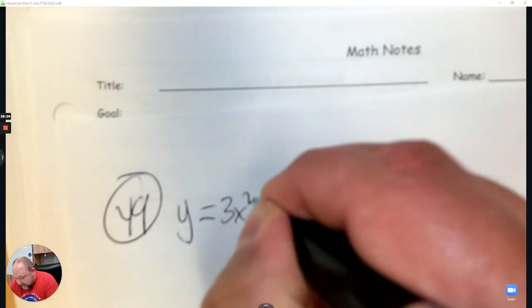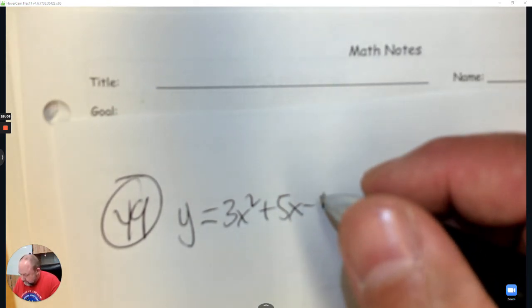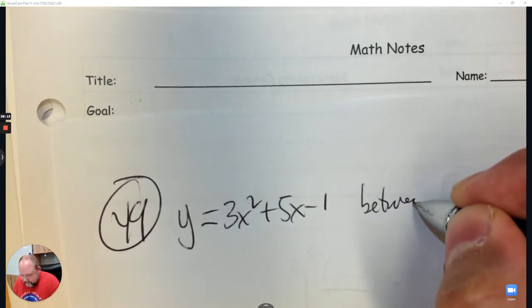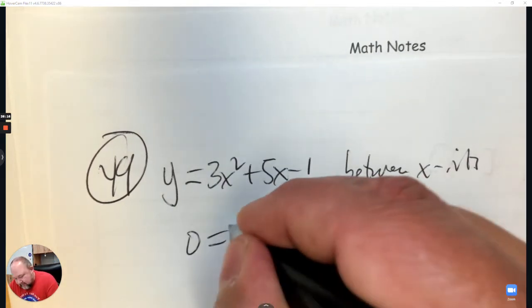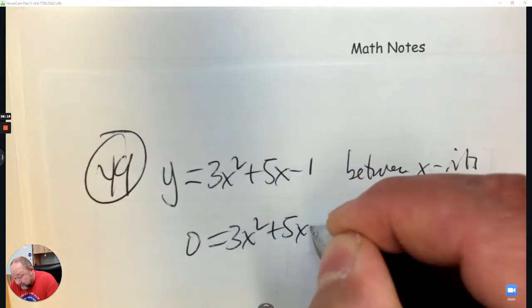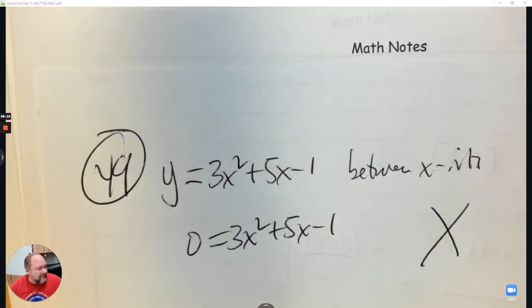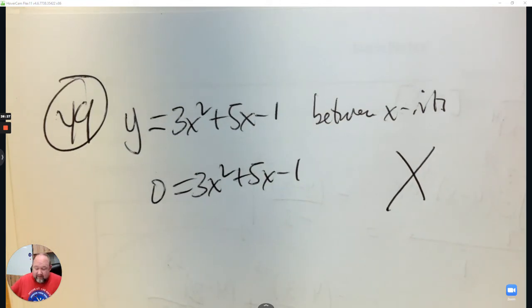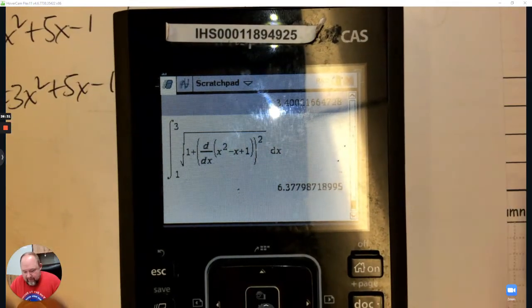Length of the curve. y equals 3x squared plus 5x subtract 1 between the x intercepts. Alright, here we go. To find the x intercepts, we make it equal to 0. We factor it. I can't factor that. So I got to use a calculator. The whole thing's a calculator question. So I got to use a calculator to find the x intercepts.